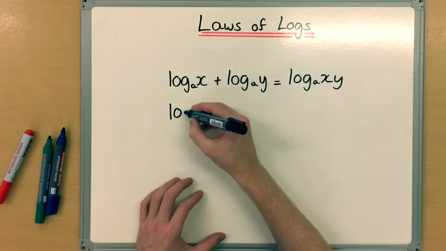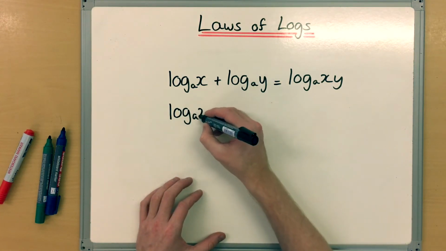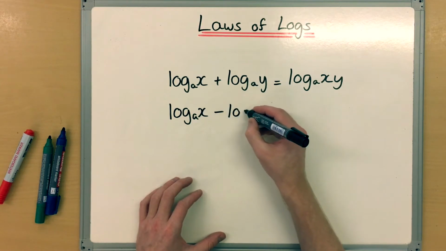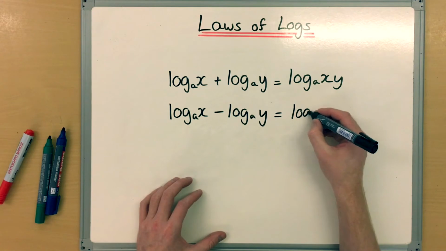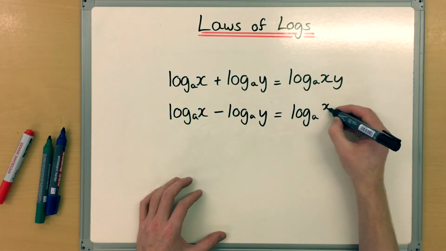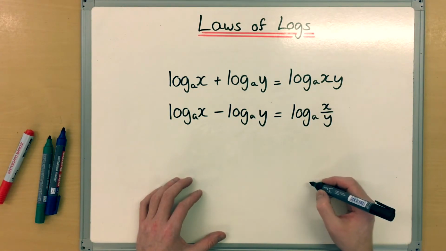And in a similar way, if you have log to the base a of x, take away log to the base a of y, then what you end up with is log to the base a of x divided by, or over, y, which will come out like that.